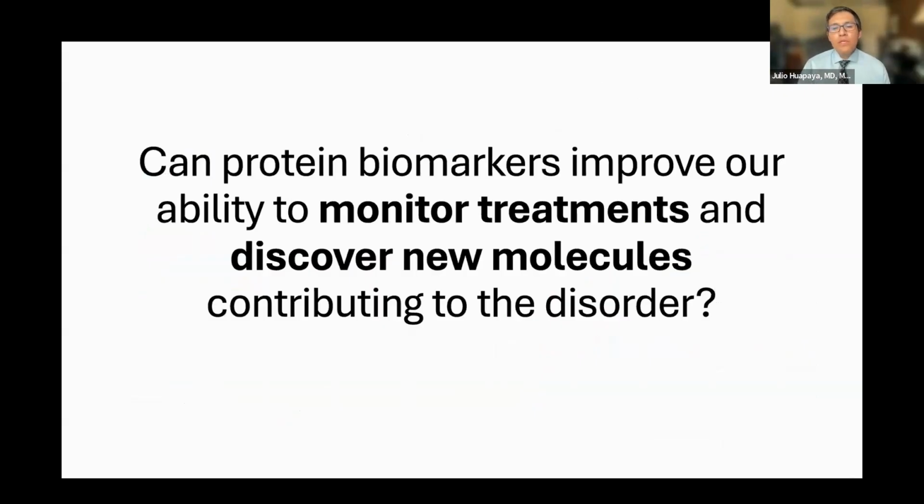Now, switching gears slightly, what about other protein biomarkers? Can we use them to improve how we monitor treatments? And also, can we use proteomics to discover new molecules, new pathways that can help us to understand the biology of the disease?